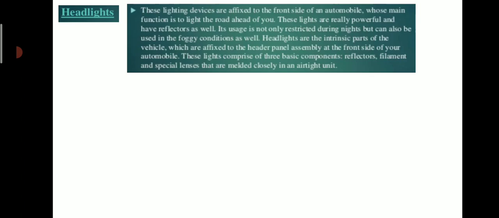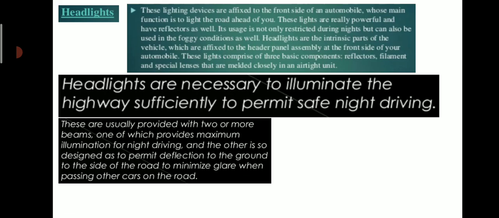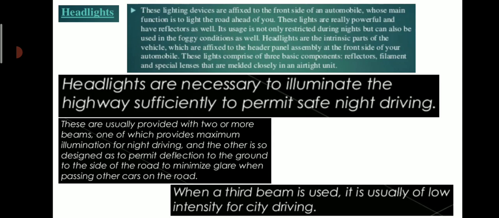These lights comprise three basic components: reflectors, filament and special lenses that are closed tightly in an airtight unit. Headlights are necessary to illuminate the highway sufficiently to permit safe night driving. These are usually provided with two or more beams, one which provides maximum illumination for night driving and the other is designed to permit deflection to the ground to the side of the road to minimize glare when passing other cars on the road. When a third beam is used, it is usually of low intensity for city driving.